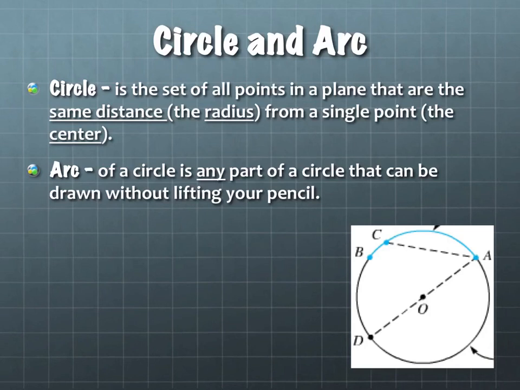It's important to notice, because sometimes we don't think of it this way, the letter O, the center of the circle, is not a part of the circle. It determines the circle, right? It gives it its shape or its size, but it is not part of the circle. The circle itself is just the outer edge. And a portion of that outer edge is an arc.